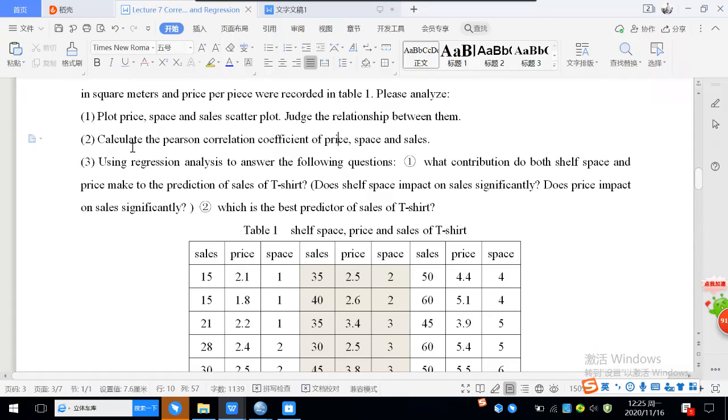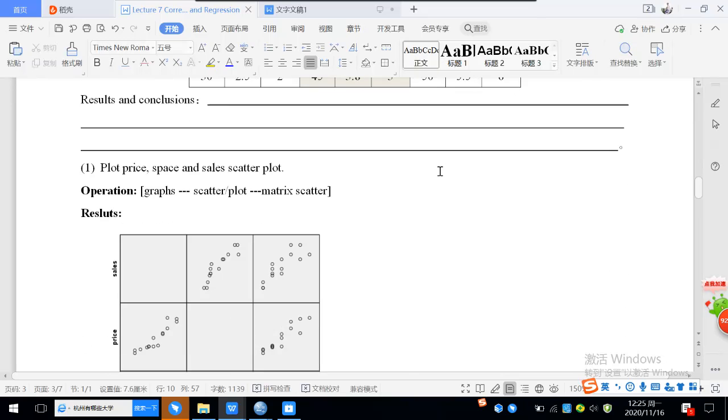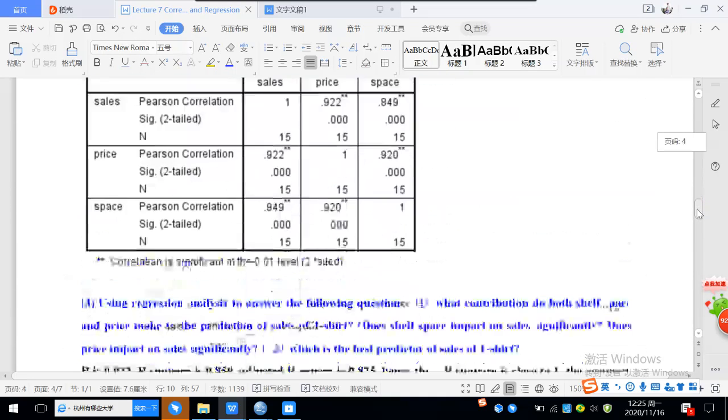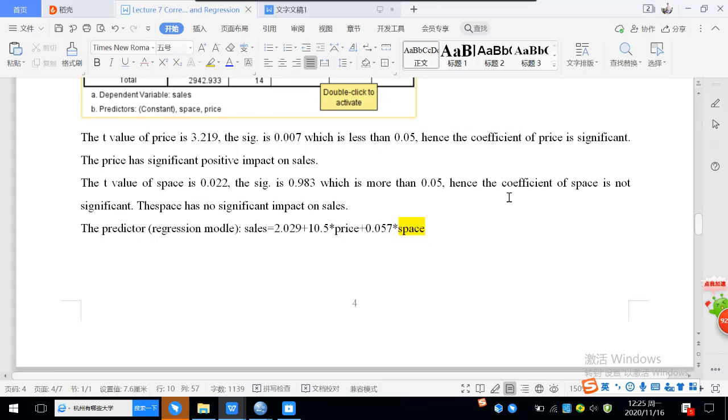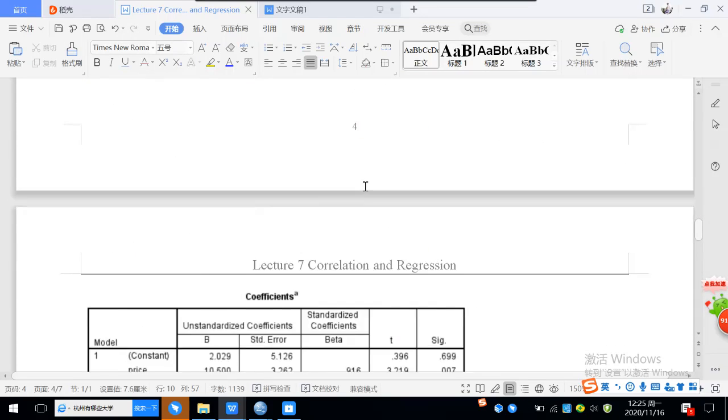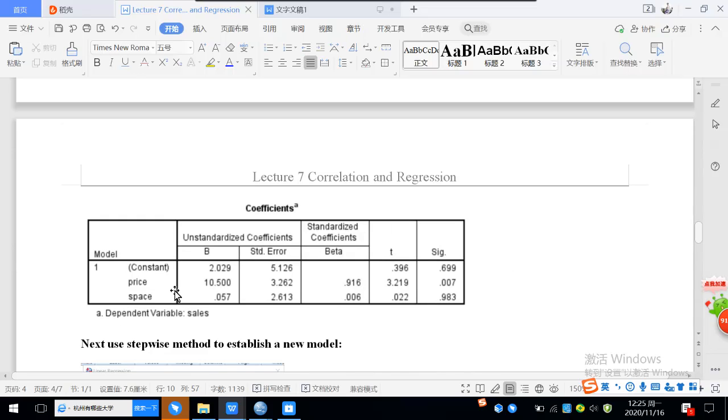Okay, then here we'll step into step 3, using regression analysis. We want to establish a model with X1 price and X2 space to predict sales, but we are not sure if we can use both price and space. Firstly, we establish a full model. This is a full model. In this model, price and space are all in the model.